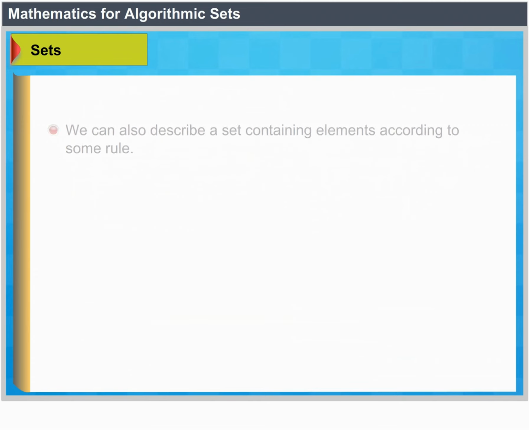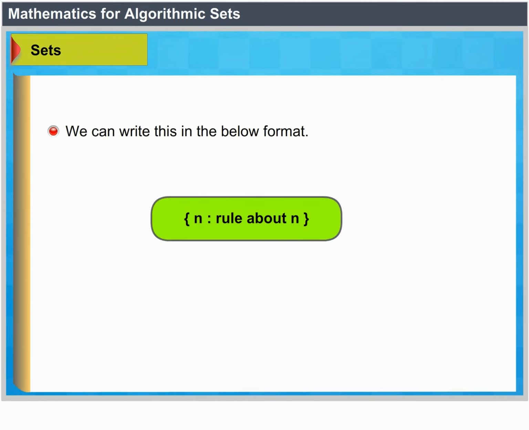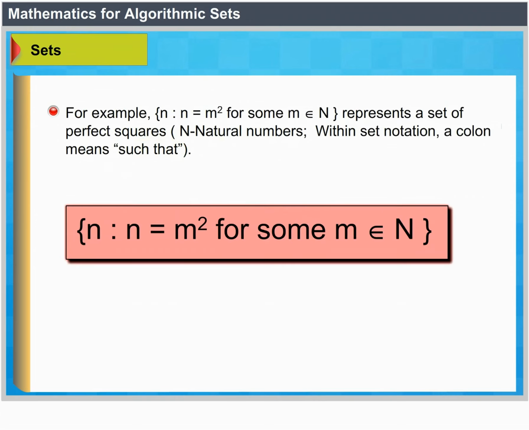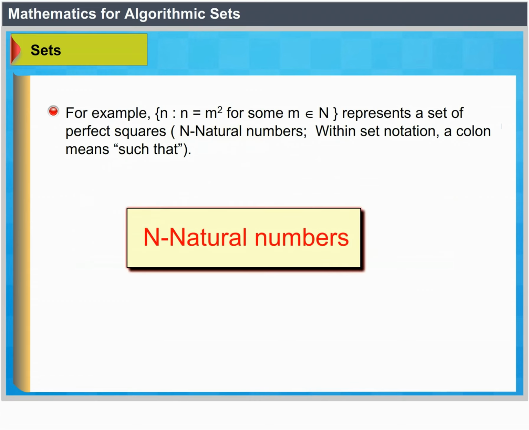We can write this in the below format. Within set symbol, n such that rule about n. For example, within set symbol, n such that n equal to m square for some m belongs to capital N. Here this set represents a set of perfect squares and capital N represents natural numbers. Within set notation, a colon indicates "such that".